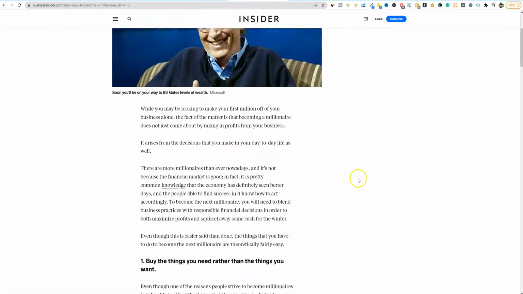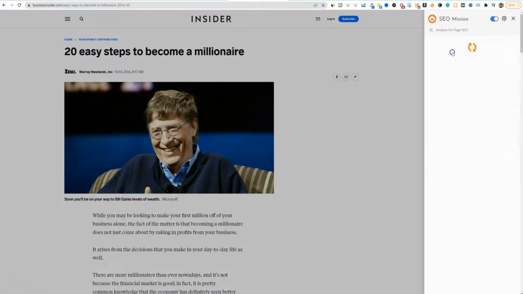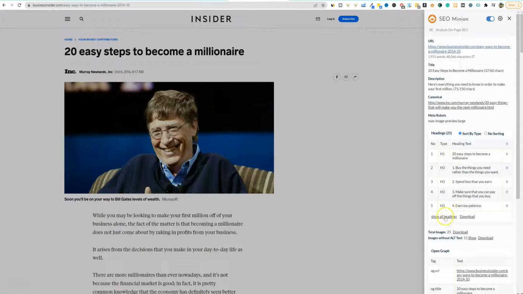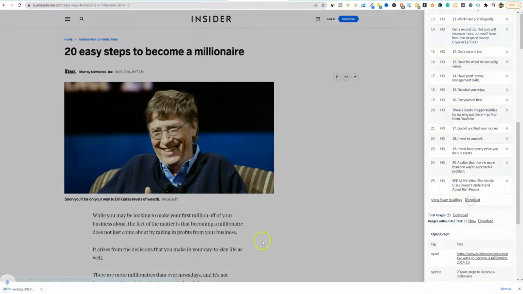But we want to go and grab some headings over here. I'm going to go ahead and use SEO Minion, analyze, and then I'm going to go over here to show all headings, and then I'm going to click the download button real quick.